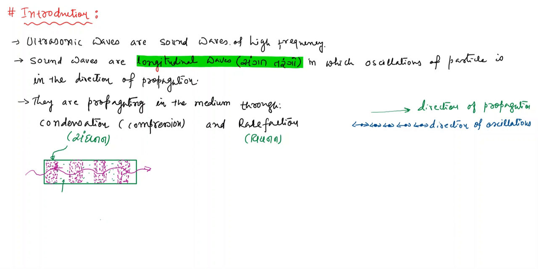And where the particle density decreases, at that point we can say that rarefaction is formed.